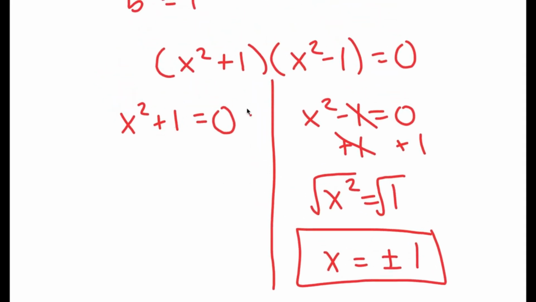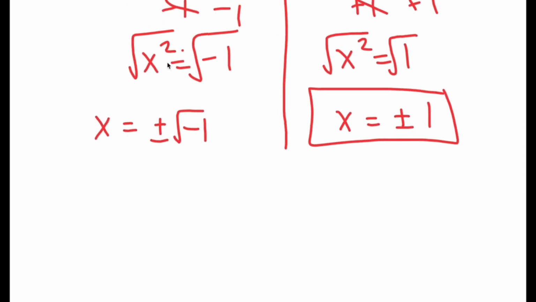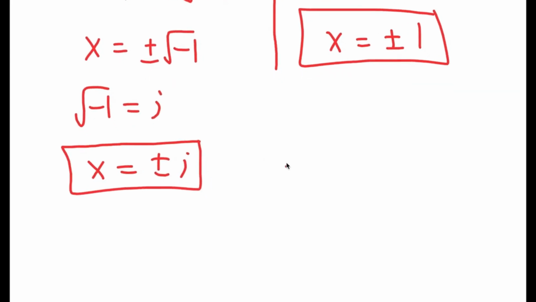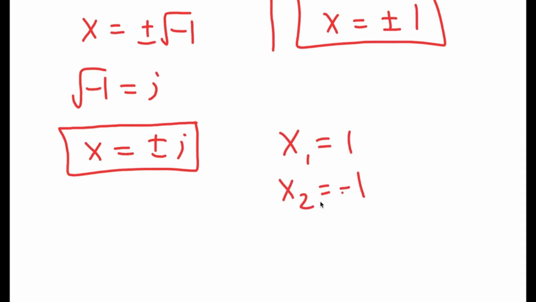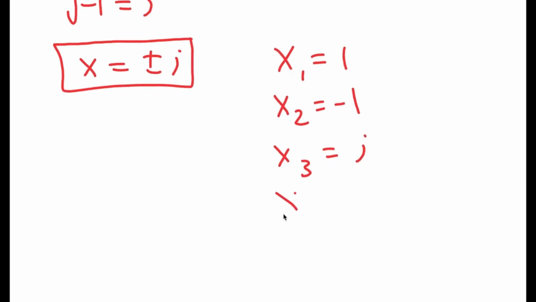Now for x squared plus 1 equals 0, I'm going to subtract 1 on both sides. So I get x squared is equal to negative 1. I'm going to again take the square root on both sides, but this time I get x is equal to positive or negative square root of negative 1. Now if you guys already know, the square root of negative 1 is equal to i. So I get x is equal to positive or negative i. So my four solutions to this problem are x equals 1, x equals negative 1, x equals positive i, and finally x equals negative i.